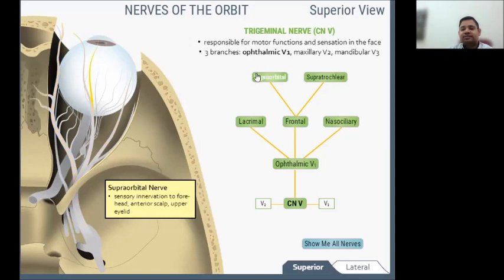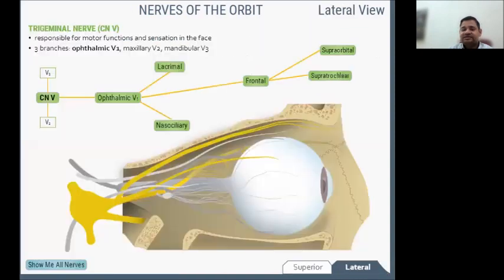The supraorbital part gives nerve supply to the forehead, anterior skull, and upper eyelid. You can see the yellow colored part which is going on the superior side. And supratrochlear specifically gives sensory innervation to the medial upper eyelid, inferior medial forehead, and bridge of the nose. So this is the total map for V1, that is the ophthalmic nerve of the trigeminal part.